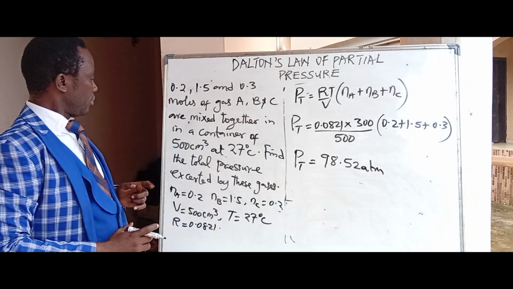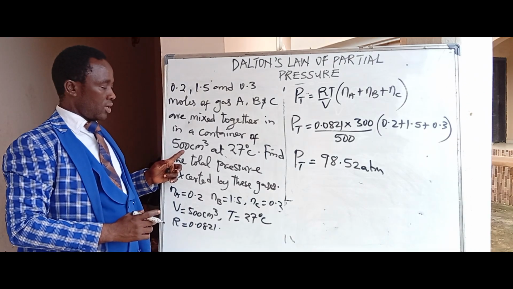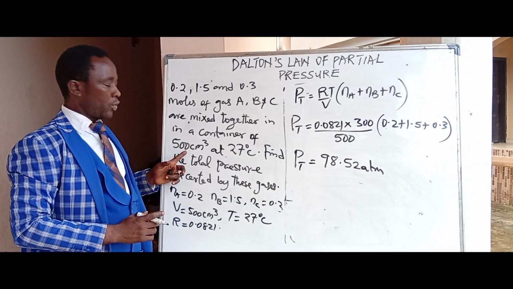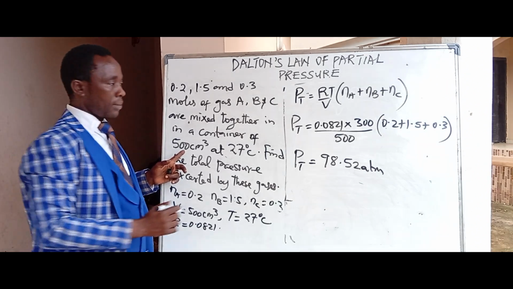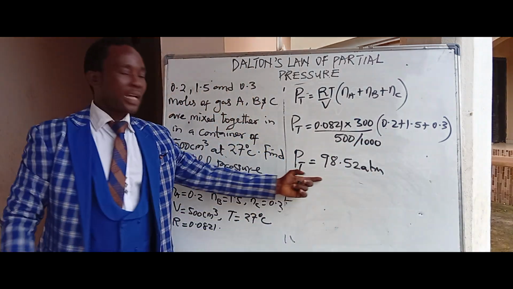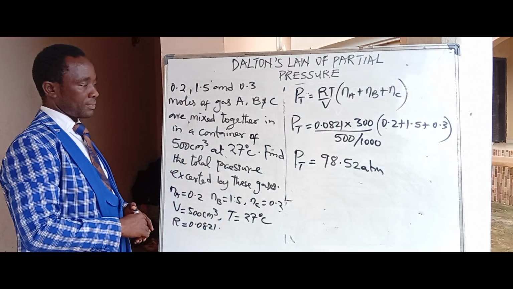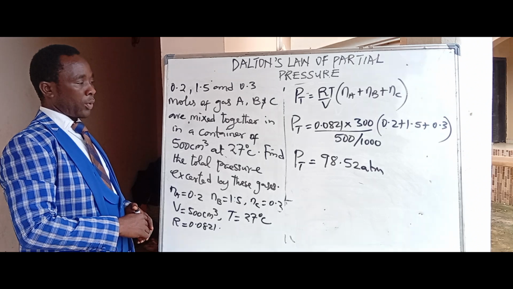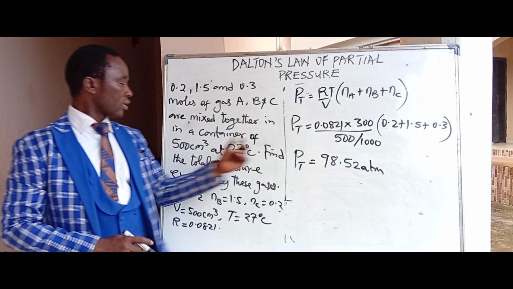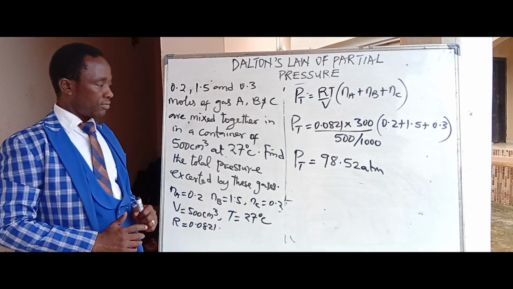Please, the volume they gave us here is 500 centimeter cube. We are supposed to convert it to dm cube. How do we convert 500 centimeter cube to dm cube? That means we are supposed to divide this by 1000. Yes, the answer still remains the same, because I've already calculated it earlier. So 98.52 ATM. We divided by 500 because it's in centimeter cube. We are supposed to use, of course, dm cube. All right.